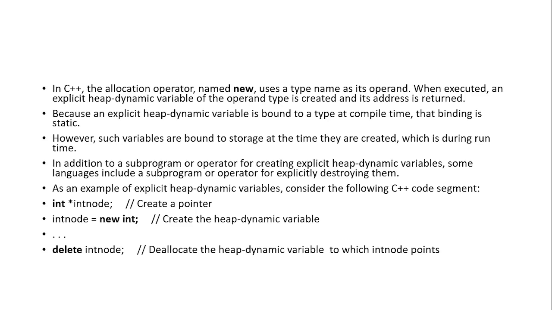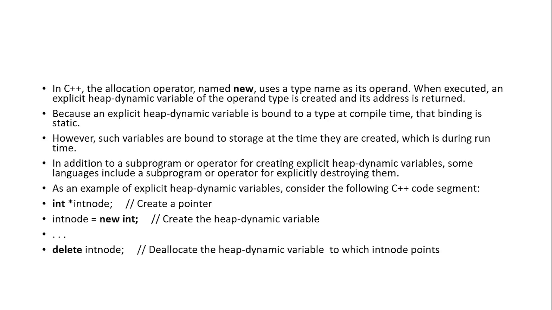Because an explicit heap dynamic variable is bound to a type at compile time, that binding is static, because it happens during compilation time. However, such variables are bound to storage at the time they are created, which is during runtime. In addition to a subprogram or operator for creating explicit heap dynamic variables, some languages include a subprogram or operator for explicitly destroying these heap dynamic variables.